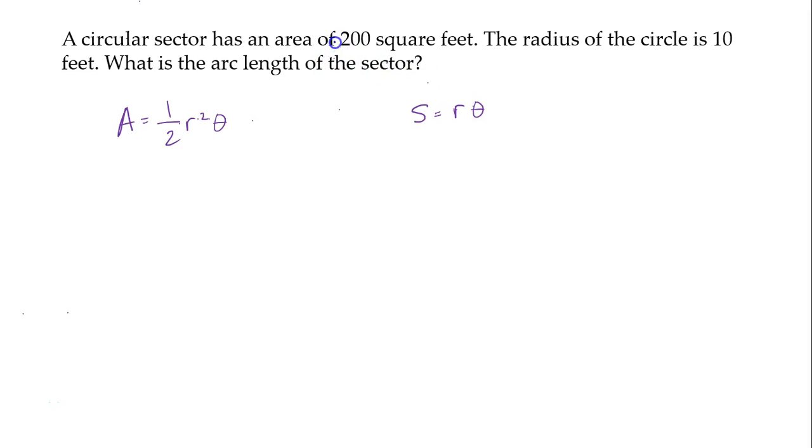Okay, so it says a circular sector has an area of 200 square feet. The radius of a circle is 10 feet. What is the arc length of the sector? So what we need to do is take our area that we are given, plug it in, and then also our radius that we are given, plug that in too, and solve for theta.